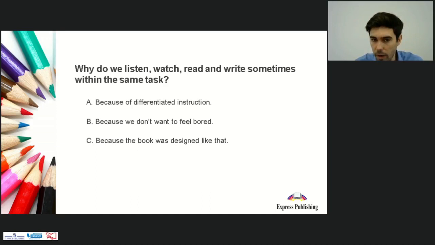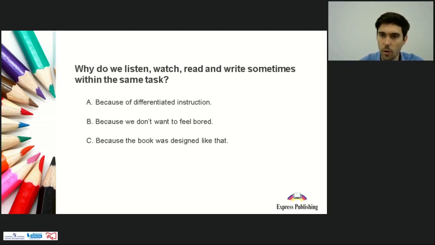Well, if we look at some of the answers: because of differentiated instruction, because we don't want them to feel bored, because the book was designed that way. So we have some different answers. Some are a bit off the mark, some are a bit closer. Answer B, we don't want the students to feel bored. This can be a half answer.